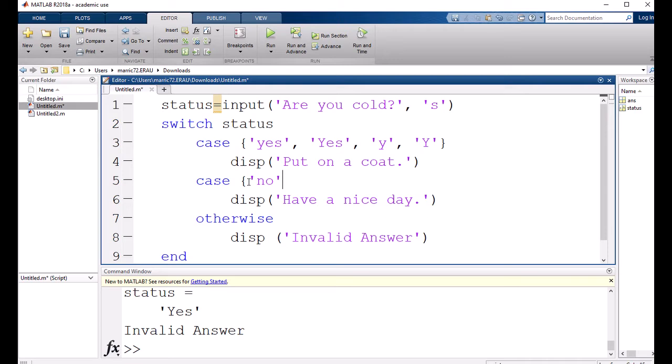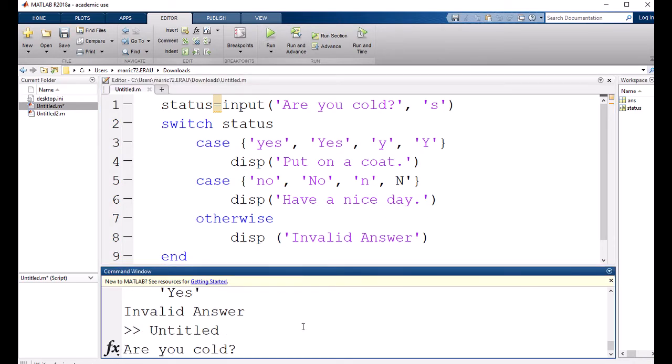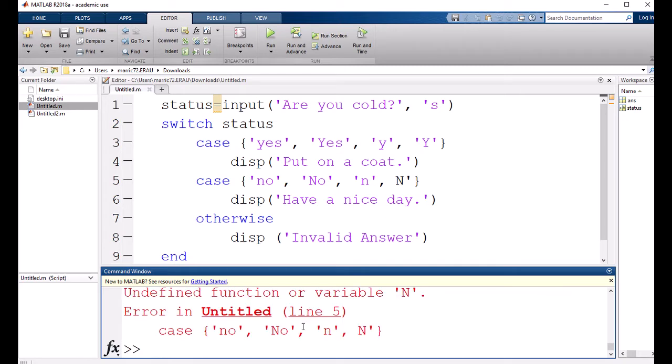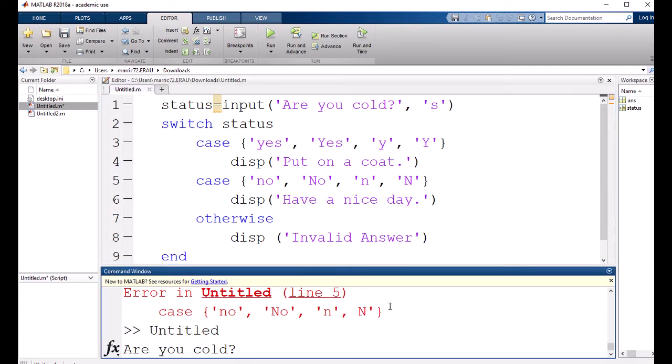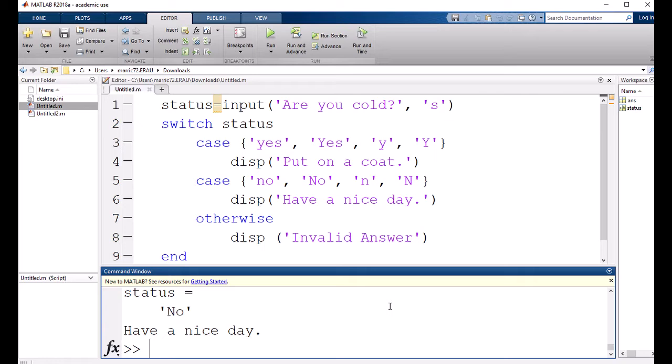So I'll do the same thing for the no, and then an N. And we run it again, and this is even more flexible. Are you cold? I'll say capital no and undefined function. Oh, I forgot a single quote there. No big deal. We'll run that again, and we'll say no, I'm not cold. Have a nice day. Run it and say, are you cold? Yes. Put on a coat.